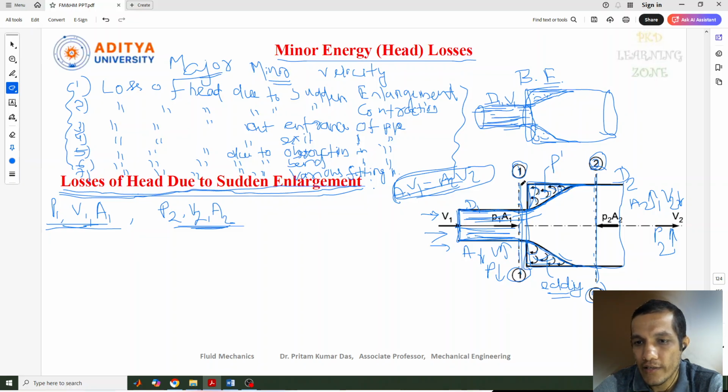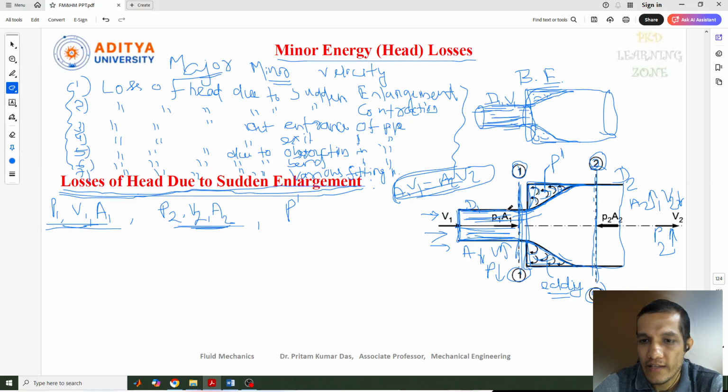Which area? See, everyone, some area is there. So pressure intensity at section 1, pressure intensity at section 2. So here also the pressure intensity, let's consider P dash, the pressure intensity of this eddies liquid on the area.